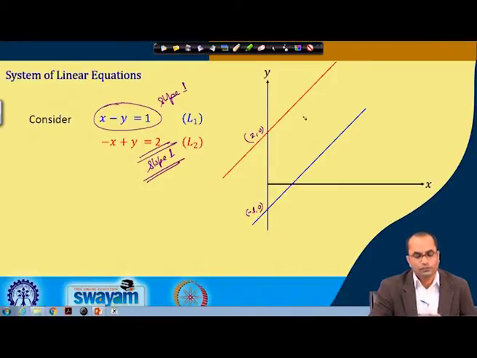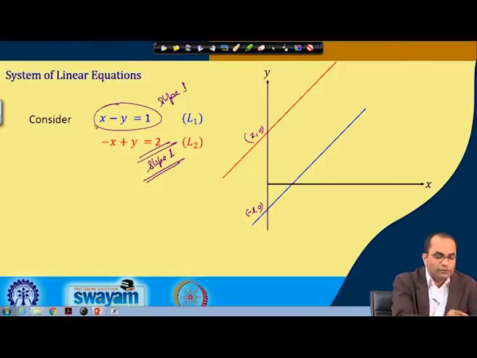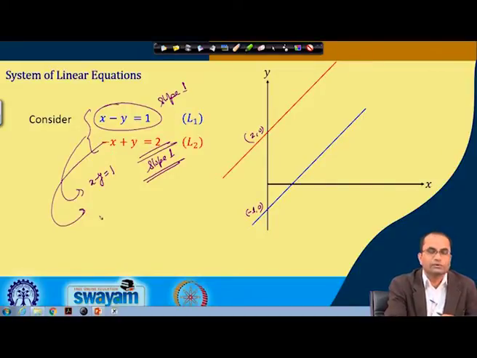So, in this case we do not have a solution of this given system of equations. With the help of this very simple example, the geometrical interpretation itself says that we do not have a solution. In terms of the equations, if we want to see directly, the first equation is x minus y is equal to 1, and if I multiply equation number 2 by minus 1, we will get x minus y is equal to minus 2.